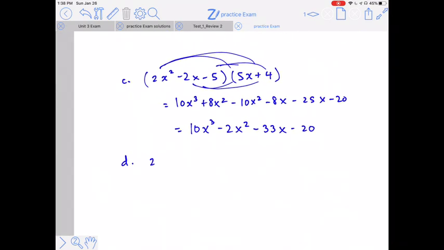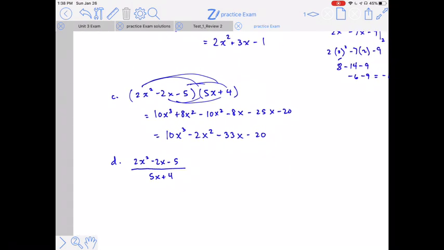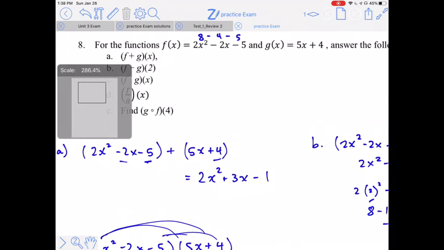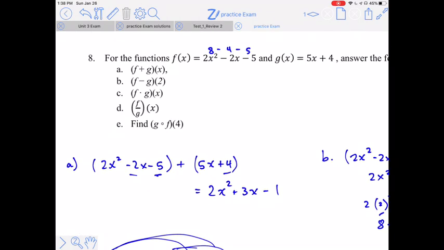was f divided by g. And actually, again, the additions to this problem that you really should be prepared for if this were a test question is not only answer the question, but also find the domain of part A, C, and D.